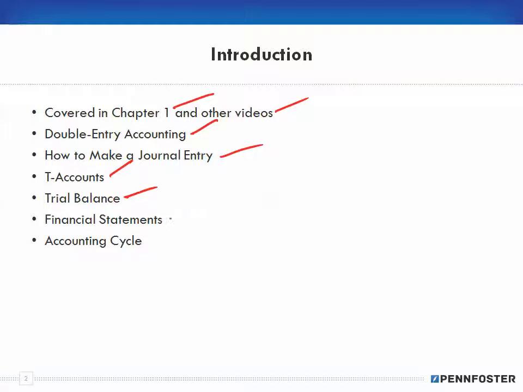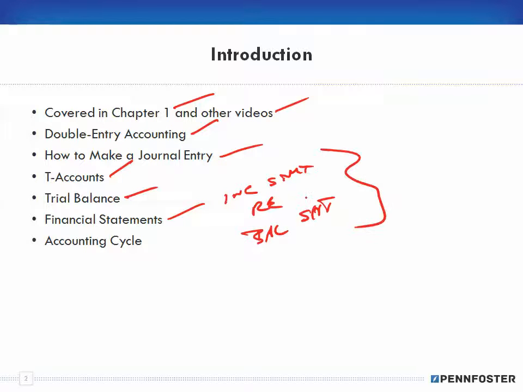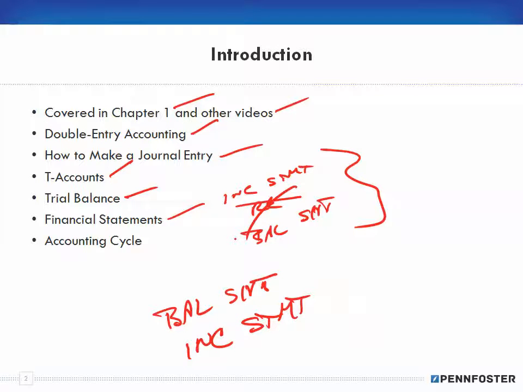From the trial balance, we're able to create the financial statements, which were the income statement, the statement of retained earnings, and the balance sheet. And just as an FYI, those are not the only three statements. All businesses will have a balance sheet and an income statement. Not all businesses will use a statement of retained earnings, but these are not the only statements that can be created.